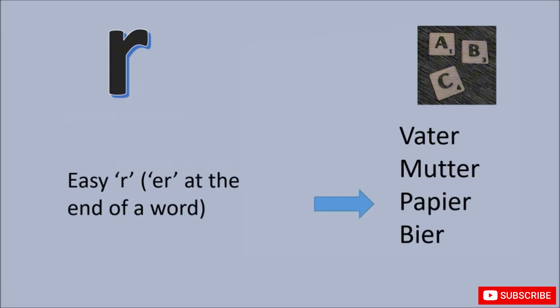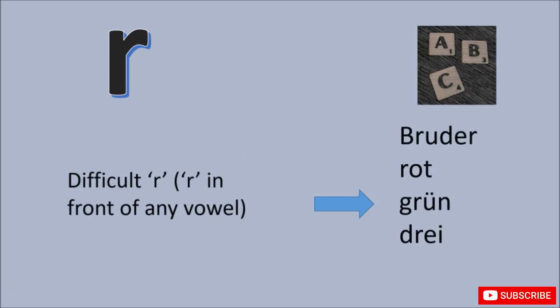Let's have an easy one. An easy R is the one at the end of a word, together with an E, the ER together. And that's very easy to pronounce. It's just Vater, Mutter, Papier, Bier. Very important word, isn't it? So Vater, Mutter, Papier, Bier. Nice and easy. More difficult is any R that's in front of any vowel. Bruder, Rot, Grün, drei.